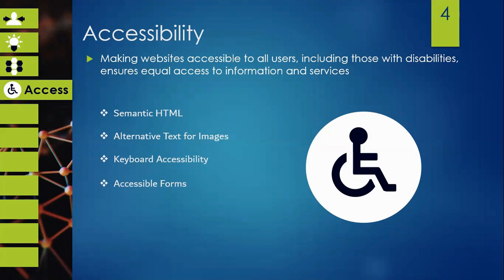Accessible forms. Use label elements to associate form labels with the form controls, making it easier for screen readers to interpret. Provide descriptive instructions for error messages. That is very important also. For form fields, to help users understand input requirements. Ensure that form validation messages are accessible, conveyed through multiple sensory channels. Okay?